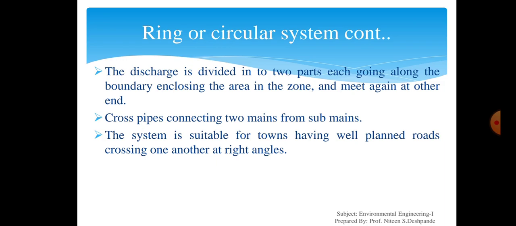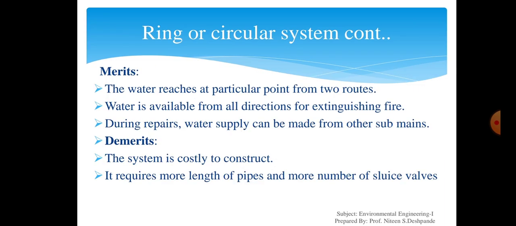The merits of this system are the water reaches a particular point from 2 routes. So there are 2 routes for each point. The water is available from all the directions for extinguishing the fire. Then during the repairs, water supply can be made from other submains. The demerits of this system are that it is costly to construct and it requires more length of pipes and more number of sluice valves.